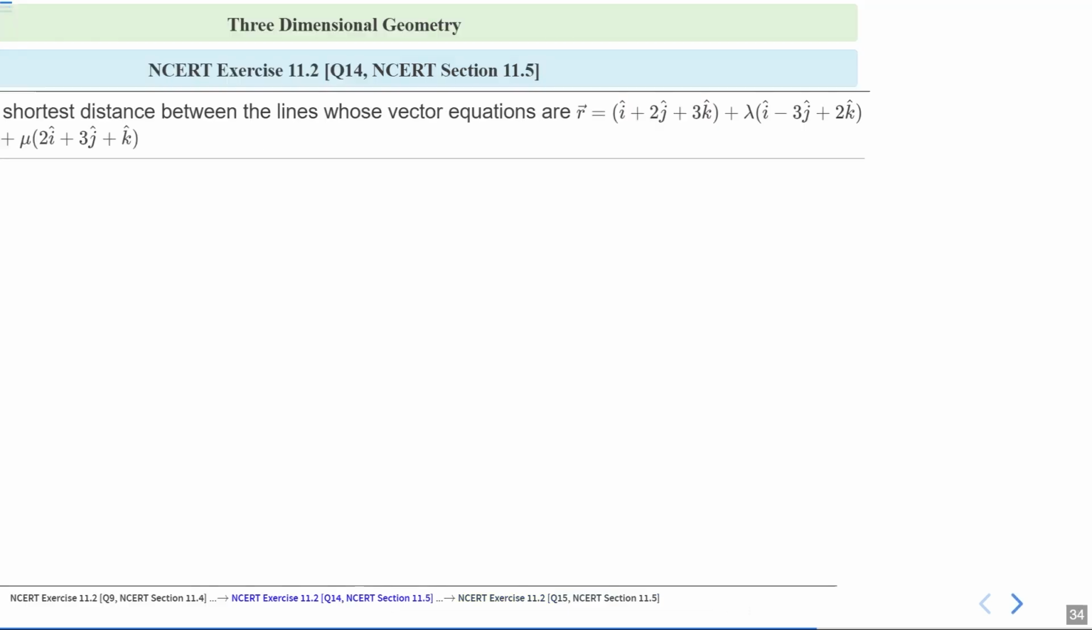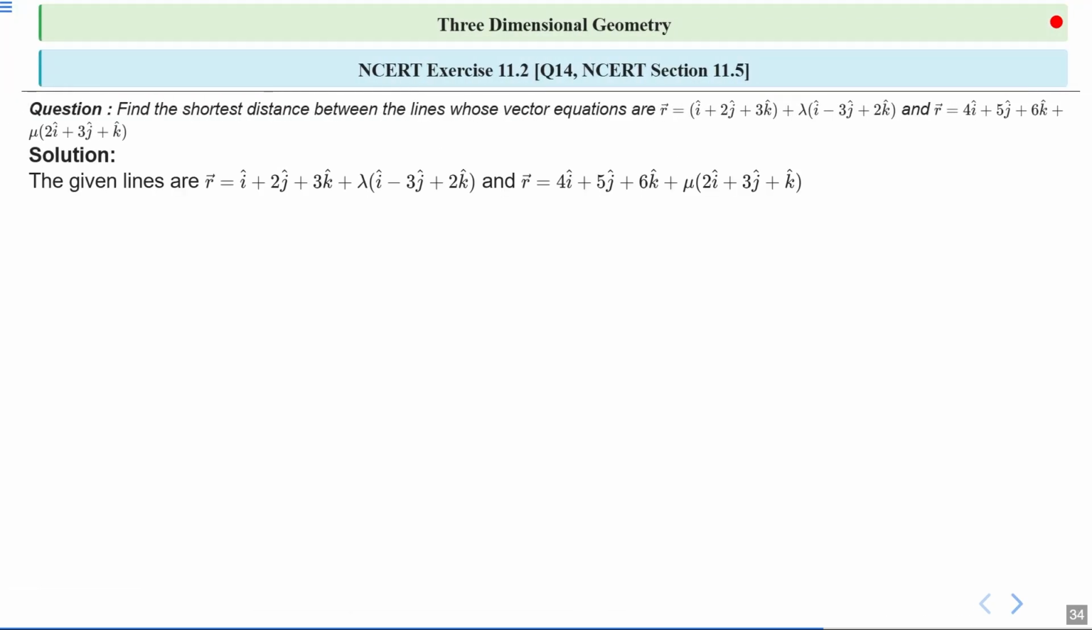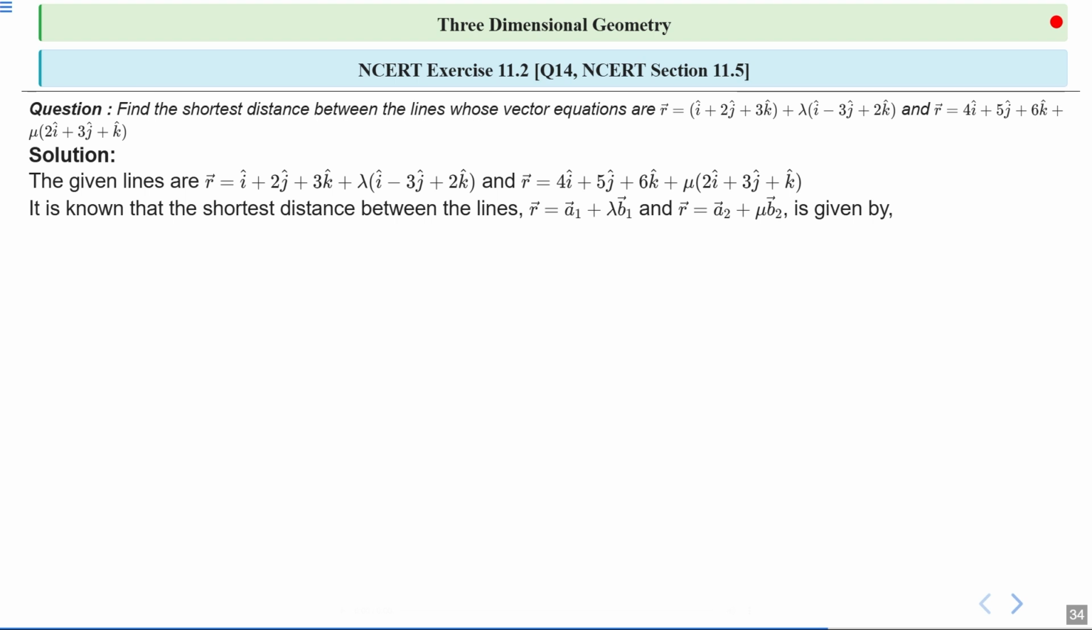Right, let's see how we can solve this. The given lines are r vector equals i cap plus 2j cap plus 3k cap plus lambda times (i cap minus 3j cap plus 2k cap), and r vector equals 4i cap plus 5j cap plus 6k cap plus mu times (2i cap plus 3j cap plus k cap). It is known that the shortest distance between the lines r = a1 + lambda b1 and r = a2 + mu b2 is given by d = magnitude of (b1 cross b2) dot (a2 minus a1) upon magnitude of b1 cross b2, right?